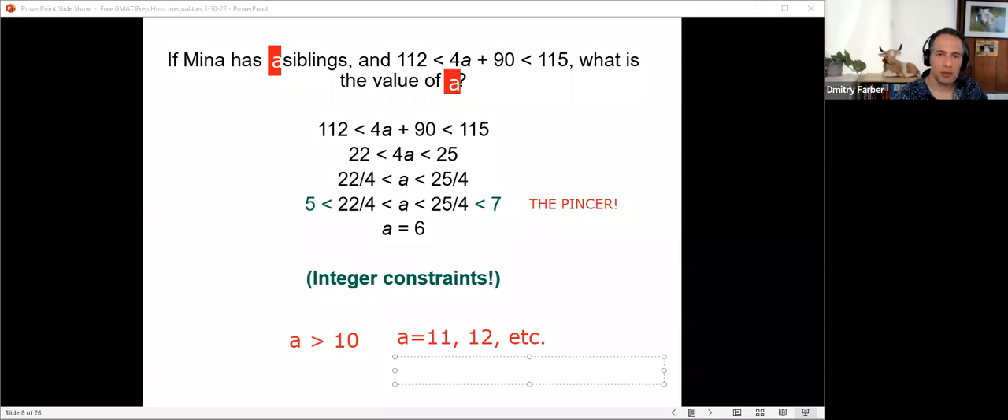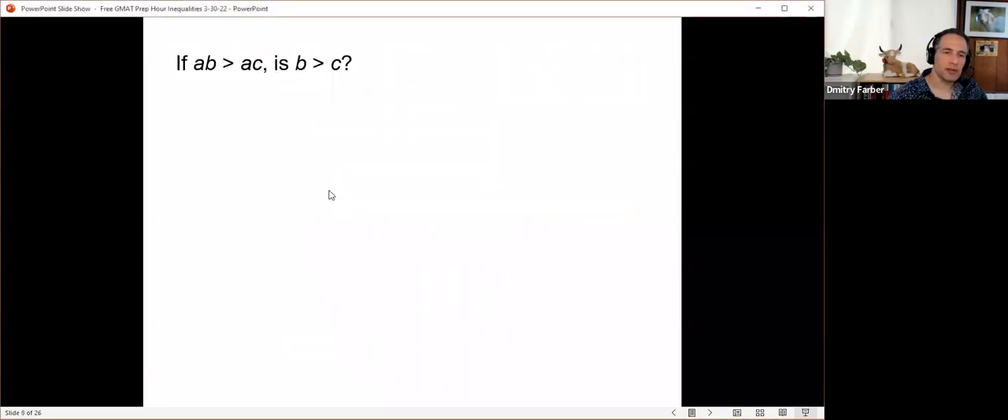Okay, let's look at some other moves. Sorry about the variable confusion there. There's just one variable in this question. Okay, now here's a question with multiple variables. And it's a kind of question you'll get asked in data sufficiency. So if AB is greater than AC, is B greater than C? Okay, so what do we think about this? Do we know the answer to this? Is B greater than C?